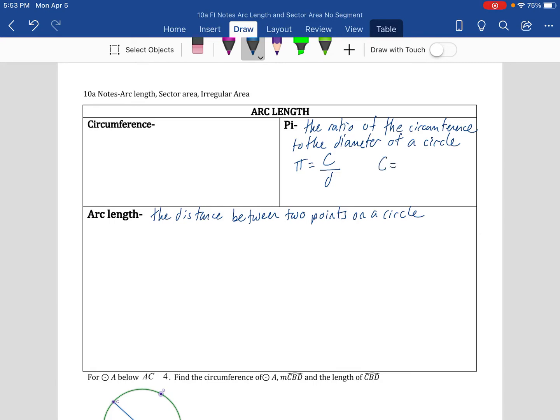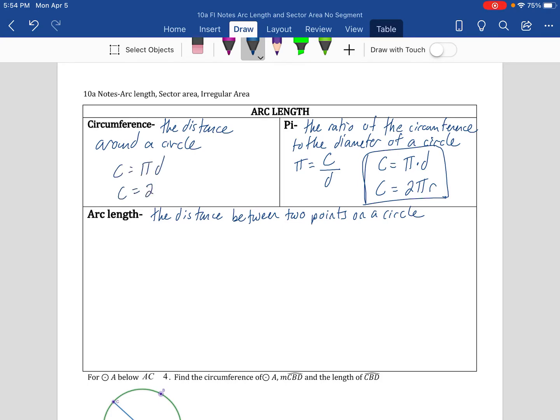So that also means that your circumference is equal to pi times diameter, or your circumference is equal to 2 pi r, because your diameter is twice your radius. Your circumference is the distance around a circle. Okay, so arc length technically is a portion of the circumference of a circle.